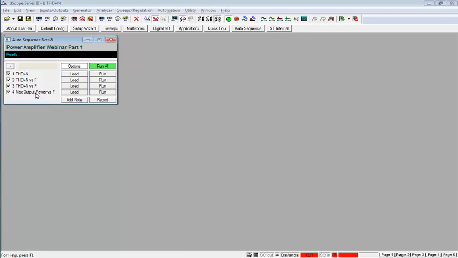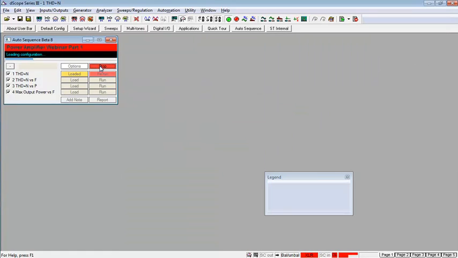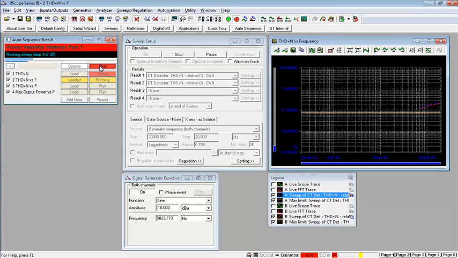I'm going to do all of them. I've got a THD plus N test, THD plus N versus frequency, THD plus N versus power, and maximum output power versus frequency. So I hit my run all button. Now I could run all of these in an automated sequence as I am doing now. I could have loaded them and run them individually, as we'll do a little later when we get into the practical debugging.